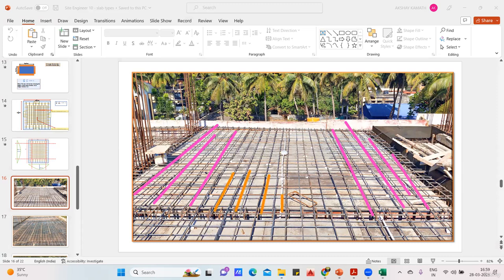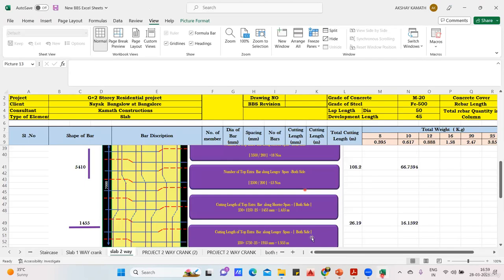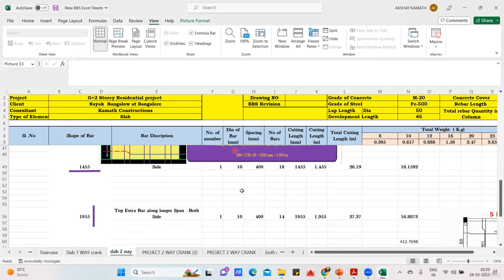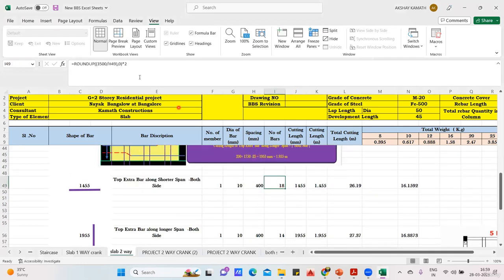Now you'll ask me, so what will happen if I do plus 1? Nothing will happen. One number of bar will increase, but practically that much number of bar on site we cannot provide. So you don't do plus 1 in this case. That is the reason we don't do plus 1 here. See here, number of bar, I didn't do plus 1, because you will not add a plus 1 every time.